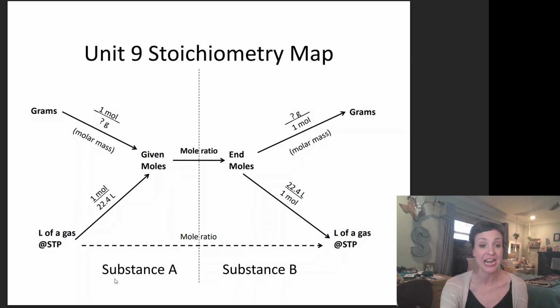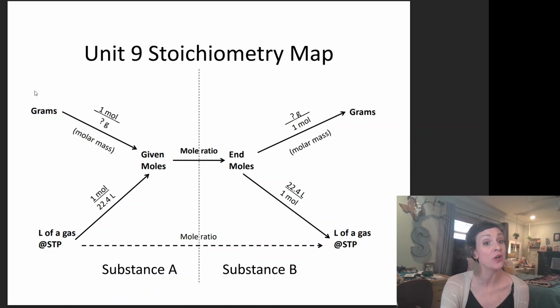So in all stoichiometry, I start with information about one substance in the chemical reaction, and I'm asking you to find some information about a different substance in a chemical reaction. In essence, I must cross the dotted line, and crossing the dotted line means I need to use the mole ratio. Okay, so far we've been having some options here.